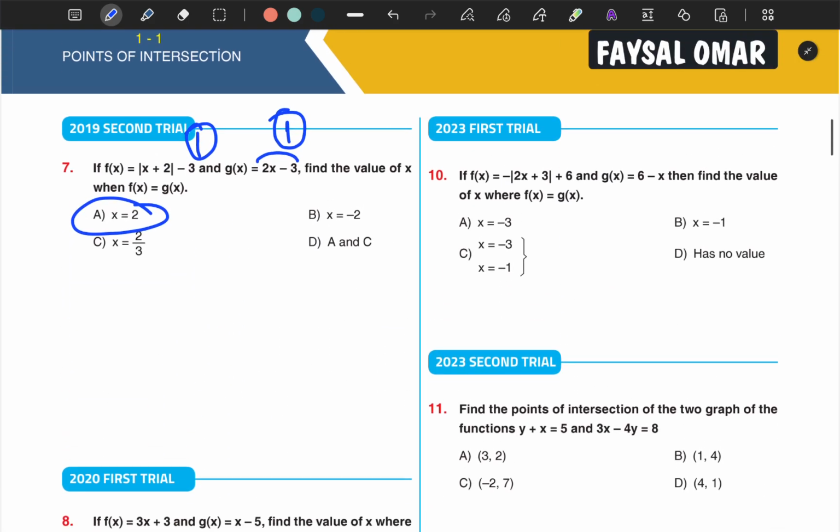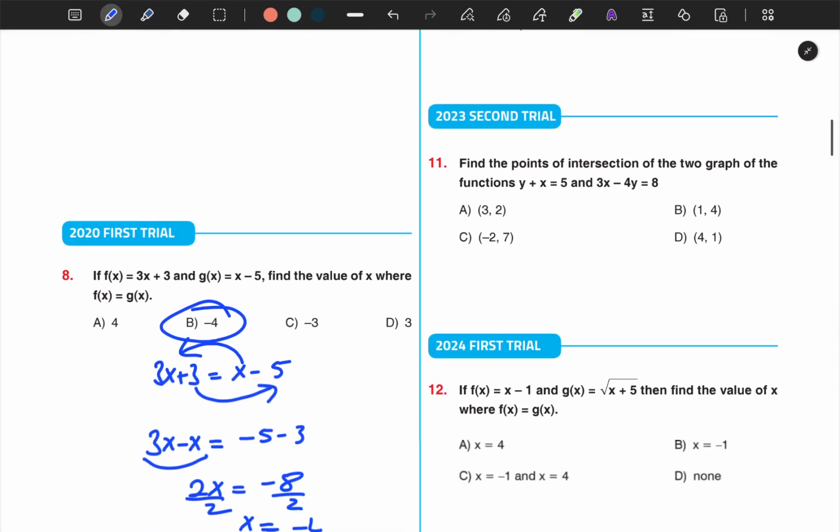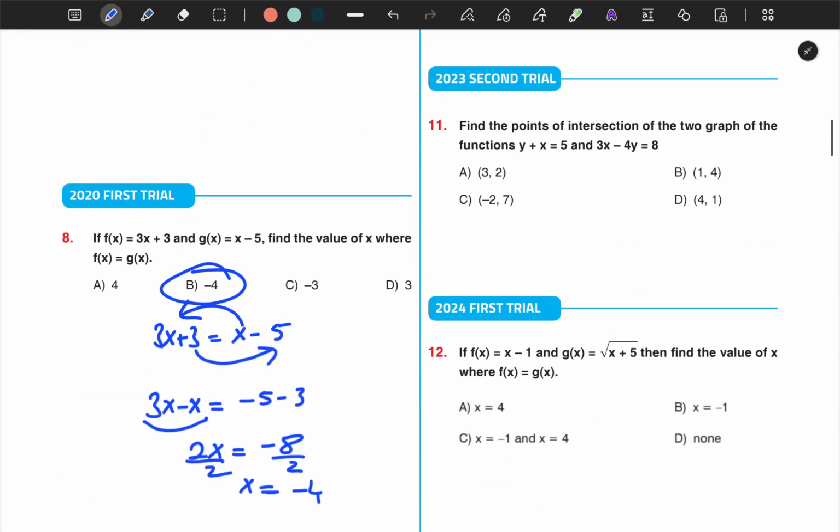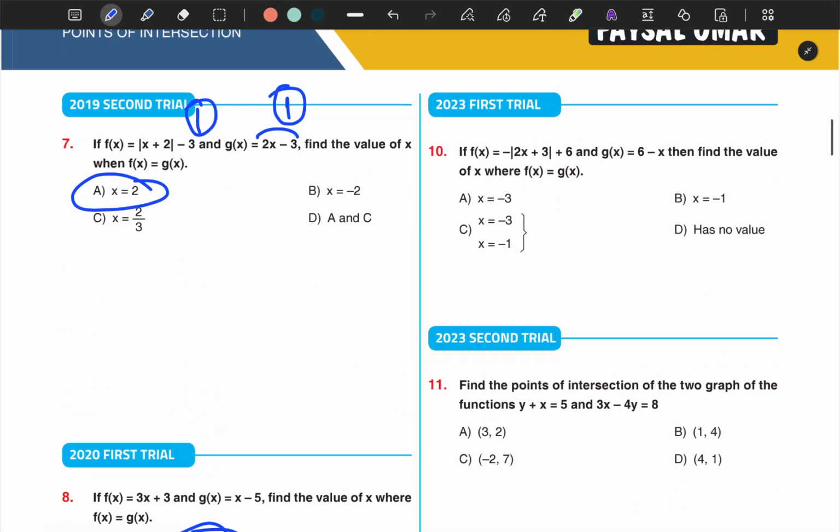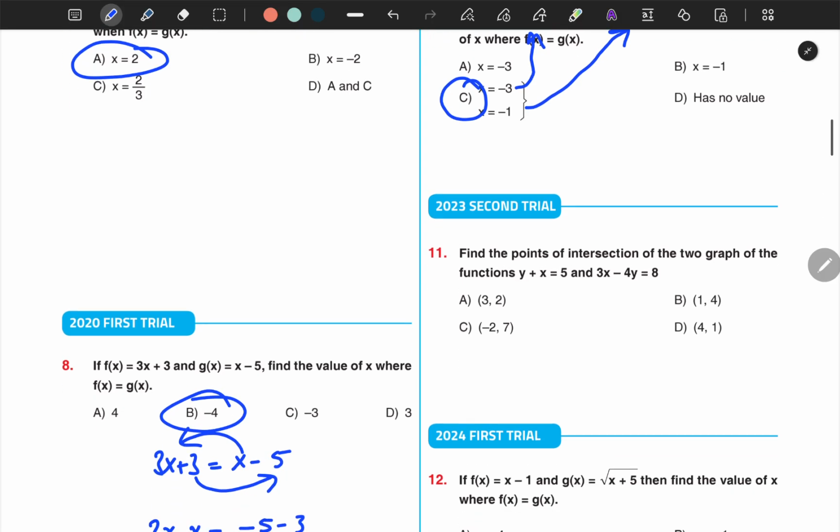Okay, so again, absolute value question. Question number 10 is said C, isn't it? Let me check the C. Guys, here again, I have to replace negative 3. I have to replace negative 1. I will replace negative 3 for both and negative 1 for both. If they give me the same value, it means that it is point of intersection. That's it. Find the point of intersection graph of the two function.